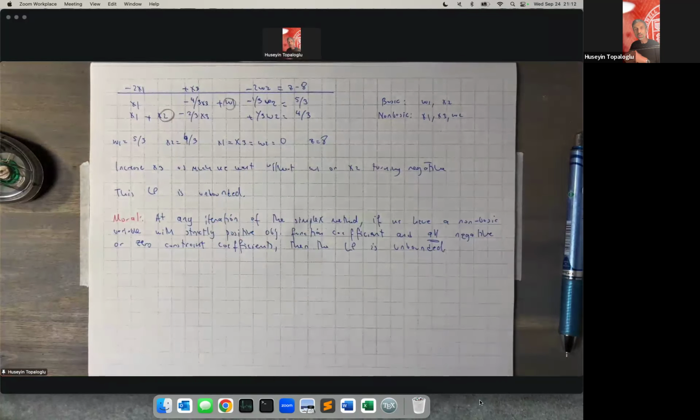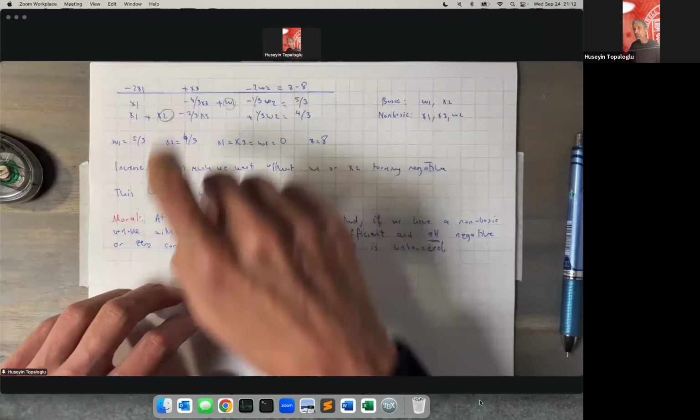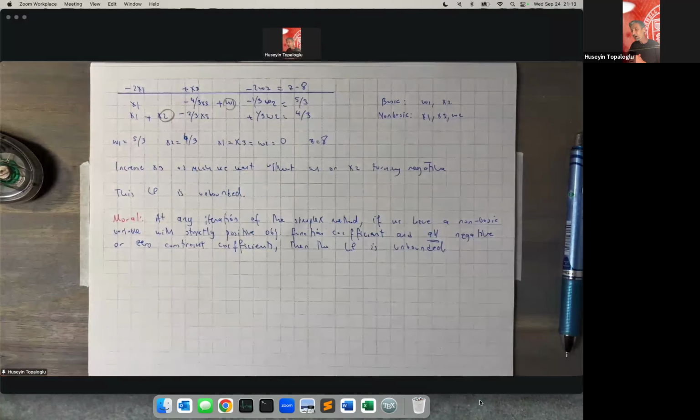So increase x3 as much as you want without getting in trouble, and each unit of increase in x3 is going to make the objective value larger by 1 unit. So this linear program we're looking at is unbounded. Again, the moral of the story is: at any iteration of the simplex method, if we have a non-basic decision variable with a strictly positive objective function coefficient, so that we can increase that non-basic variable to make the objective value larger and larger, and this non-basic variable has all negative and 0 constraint coefficients, so that we can increase it without getting into any trouble, then the linear program we're trying to solve is unbounded.